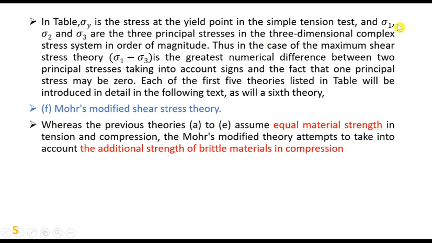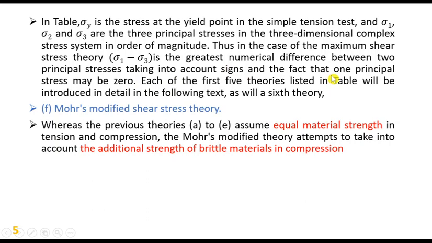And in Mohr circle and in analytical method, we know how to determine sigma 1, sigma 2 for 2D case, and for 3D, sigma 3 is also the case. Thus, in case of maximum shear stress, the maximum shear stress is obviously the difference between these two. Sigma 1 minus sigma 3 is the greatest numerical difference between the two principal stresses.